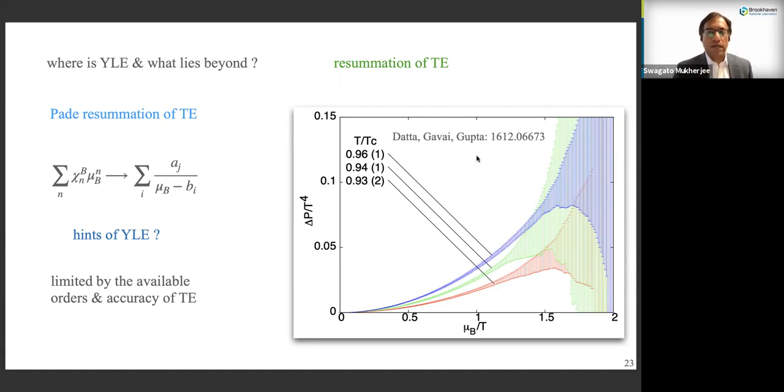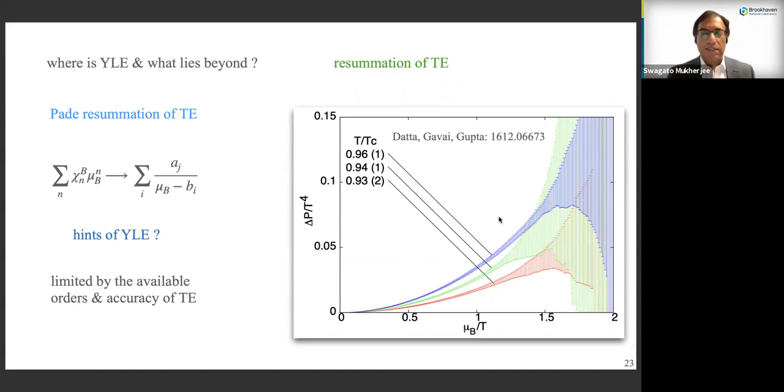And this was done by Rajiv, Sourendu and also Somen, and was actually introduced to this field by Rajiv and Sourendu. This shows one of their results: the pressure as a function of baryon chemical potential for various values of temperature in units of the transition temperature. These are the Padé-resummed results of the Taylor expansion. As you see, around 1.5, maybe by T of 1.5 or so, it seems to break down. Is this a hint of Yang-Lee Edge singularities, and how can we go beyond?